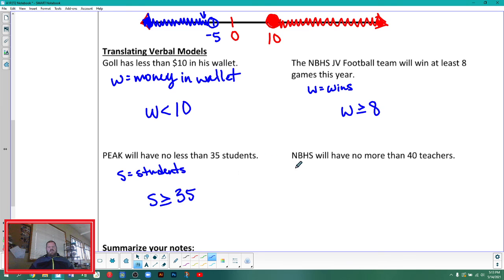Next one, saying something about teachers. Let's let T be the teachers. Due to budgetary reasons, NBHS will have no more than 40 teachers. Maybe that'll change someday. Maybe it's different now. I have no idea, actually. So no more than 40 teachers means that the number of teachers has to stay under 40, but it can be 40. So we'd use less than, but we'd actually use less than or equal to, to include the 40.